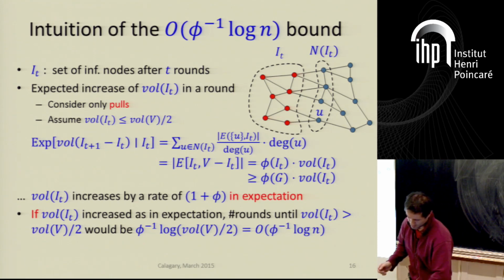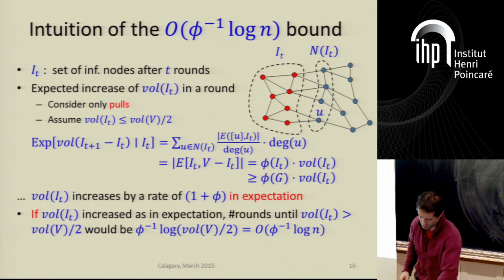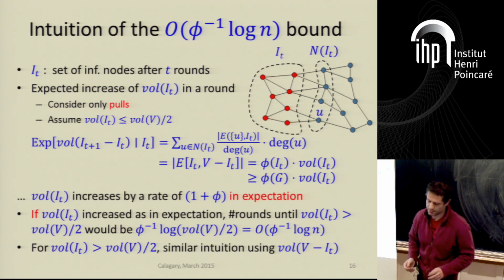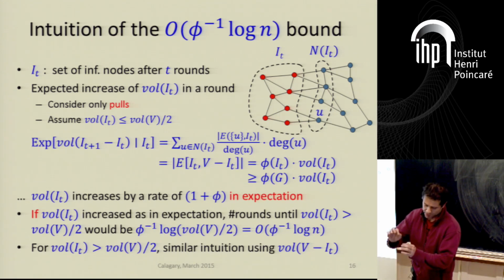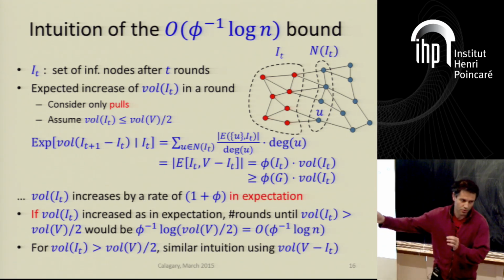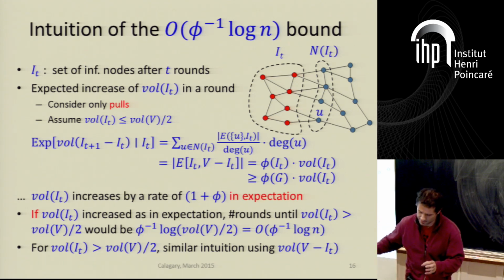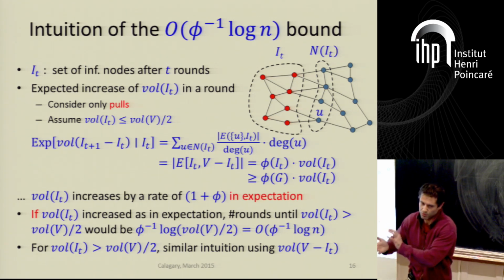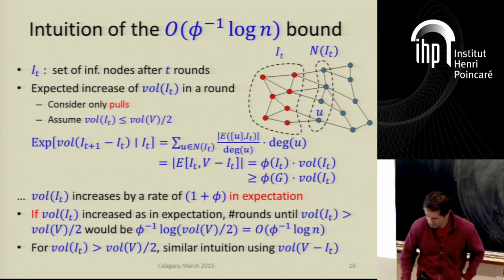And so the intuition says that this is the number of rounds until we reach half of the volume. A similar kind of intuitive argument holds for going from volume half to the rest of the graph, but now we consider the volume of the uninformed nodes, the blue nodes, which shrinks instead.